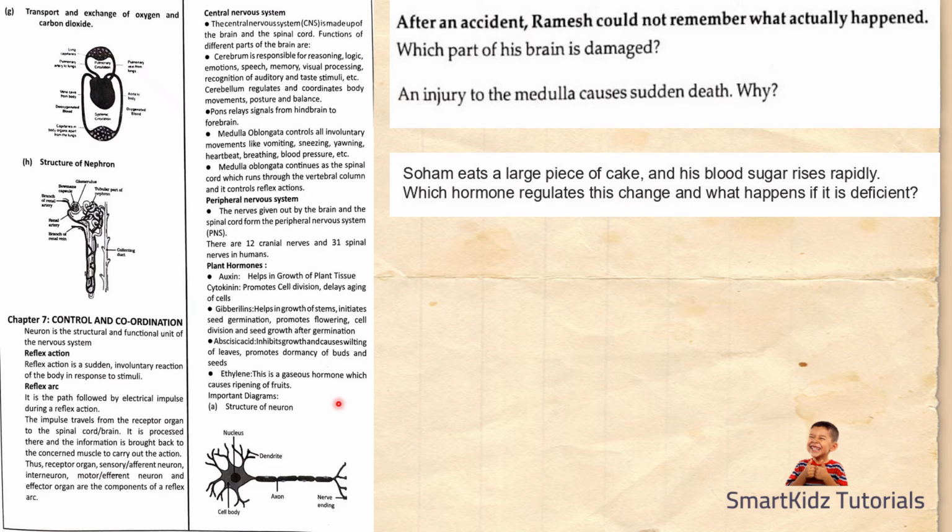Okay, some questions on that. After an accident, Ramesh could not remember what actually happened. Which part of his brain was damaged? Memory is caused by the cerebrum. An injury to the medulla causes sudden death. Why? Very important question, look up on this. Som eats a large piece of cake and his blood sugar rises rapidly. Why is that happening? We have not yet come to the hormone part, we'll come to that. Which hormone regulates this change, and what happens if it is deficient?